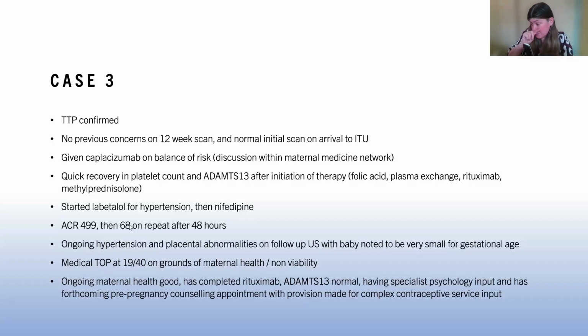So I'm following her up at the moment. In terms of her physical health, she's doing well. She's finished her rituximab and has a normal ADAMTS13. She's having input from our psychologists. And I've also been in touch with my colleagues who run the complex contraception service to talk about ongoing contraceptive options, because in this situation, I definitely would advise a woman to avoid a pregnancy for at least 12 months after an acute presentation of TTP until we know that there is some stability, and that we know that we've monitored ADAMTS13 levels and they're okay. And then at that point, if a woman does desire another pregnancy, we can think about how we would support that and what treatment we would give if there were any concerns.